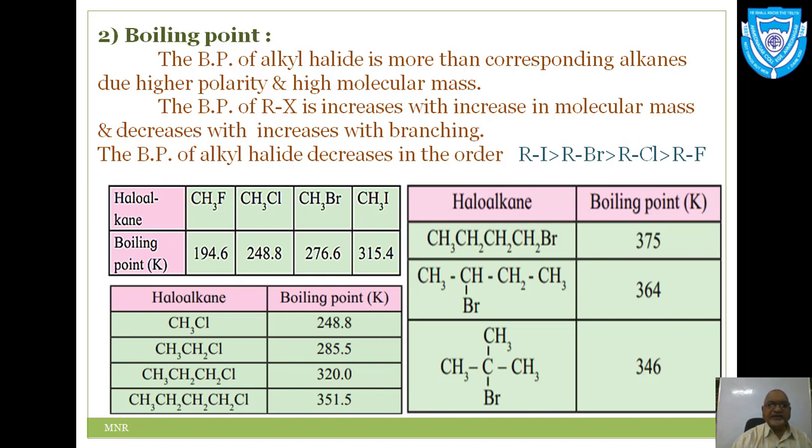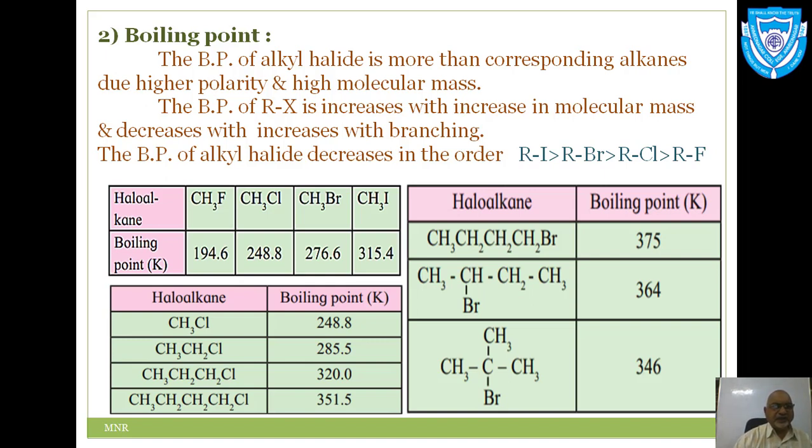So, if you read the statement carefully, the boiling point of alkyl halide increases with increase in molecular mass, and decreases with increase in branching. If the number of branches is more, it goes on decreasing step by step. So the boiling point of alkyl halides decreases in the order: alkyl iodides are greater than alkyl bromides, alkyl bromides are greater than alkyl chlorides, and alkyl chlorides are greater than alkyl fluorides. So it goes on decreasing from iodine to fluorine.